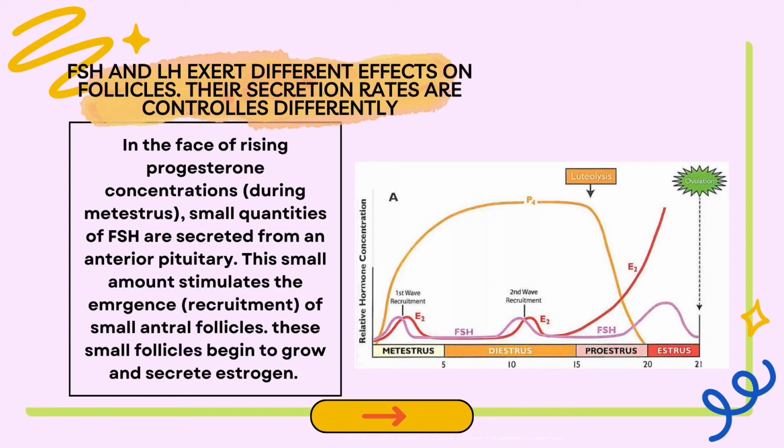In the face of rising progesterone concentrations during metestrus, small quantities of FSH are secreted from the anterior pituitary. This small amount stimulates the emergence, or recruitment, of small antral follicles. These small follicles begin to grow and secrete estrogen.